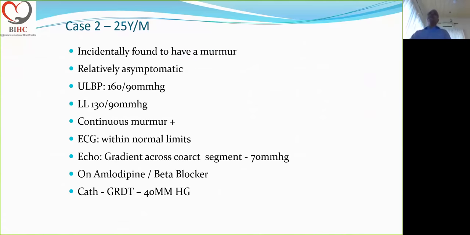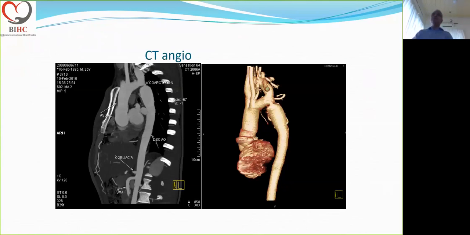On the other hand, here's a 25-year-old male who was incidentally found to have a coarctation with a 30 millimeter upper limb, lower limb gradient, a continuous murmur, nothing wrong with his ECG. And the echo showed a coarct gradient of 70. And he was on multiple drugs for his coarctation related hypertension. And the cath showed a 40 millimeter gradient. And this was the CT angio. Incidentally, this shows the superiority of CT angio in an adult in demonstrating coarctation.